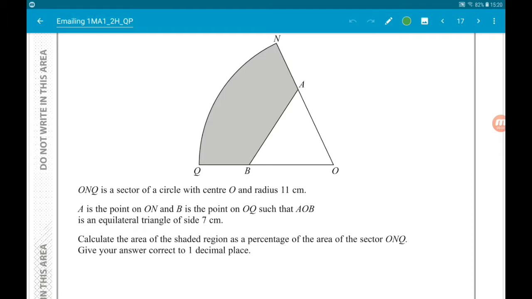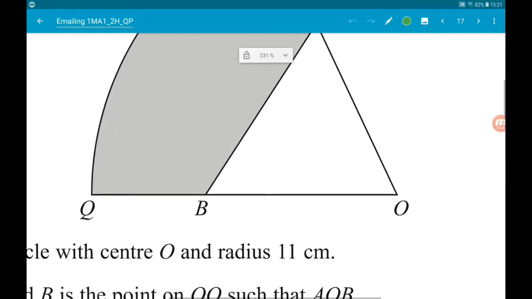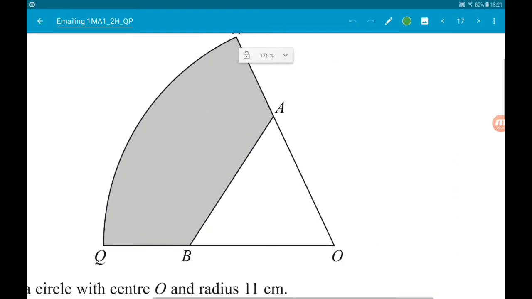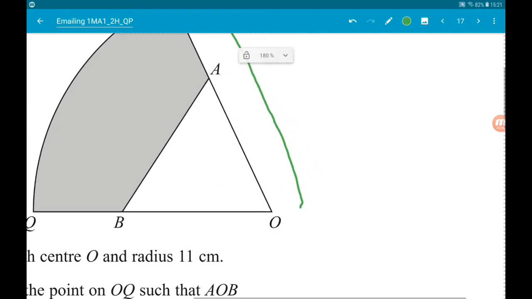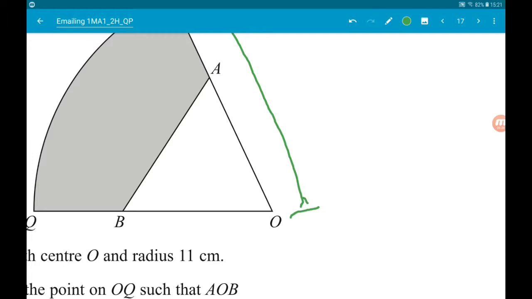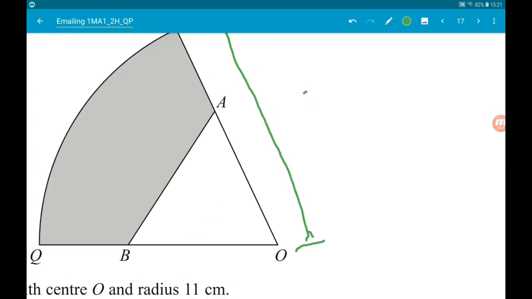Okay, number 17. So we got a sector with a triangle inside it and a shaded region. So, ONQ is a sector of a circle with center O and radius 11 centimeters. So, straight away, let's get that on there. So, we know this whole length is 11 centimeters.